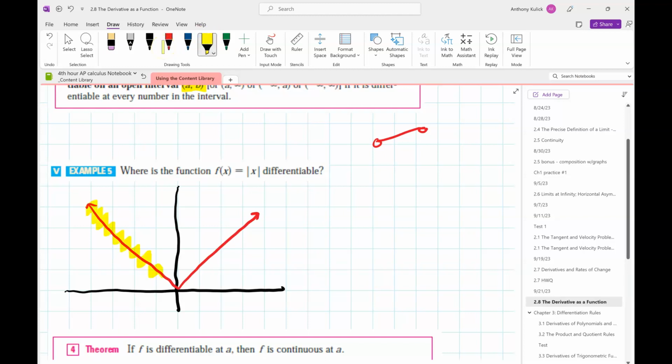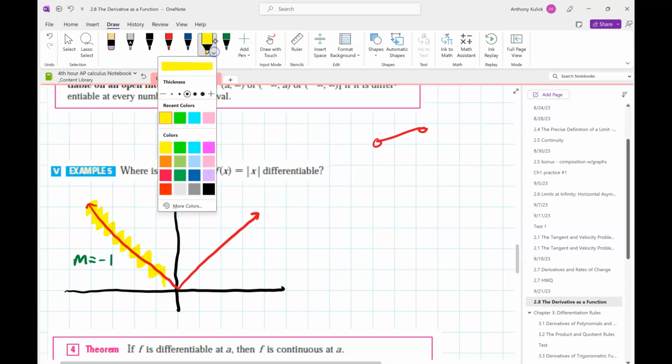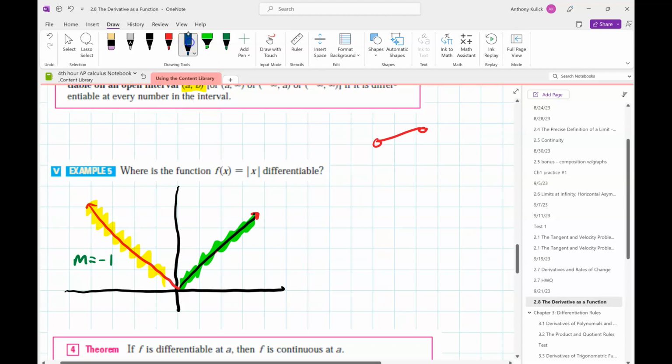If I look at this section, what's the slope at that section? Negative 1, right? Because it's just negative x. Everybody's okay? What's the slope on this section? 1. Okay. So those all seem differentiable, right? But what about here? What's the slope at that spot? It's not 0. Doesn't exist. Why doesn't it exist?